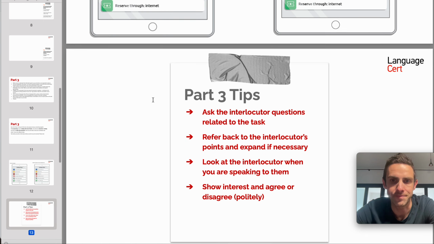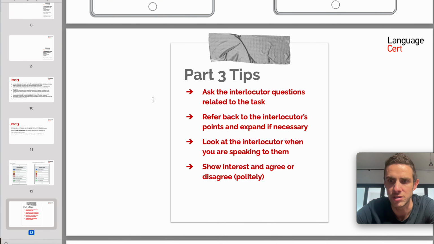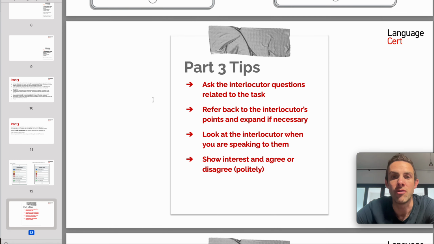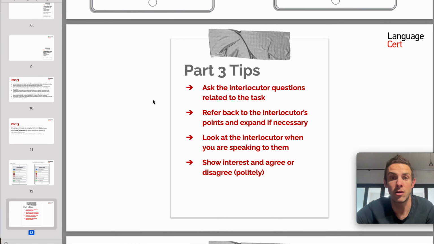Now, here's some tips. Ask the interlocutor questions related to the task. Refer back to what the interlocutor said, all right, and expand on their ideas. Also, to make it more natural, look at the interlocutor when you're speaking to them. Don't look down at your sheet all the time with all the information. Look up, look at them in the eye. Have a proper conversation so it looks natural and also sounds natural.